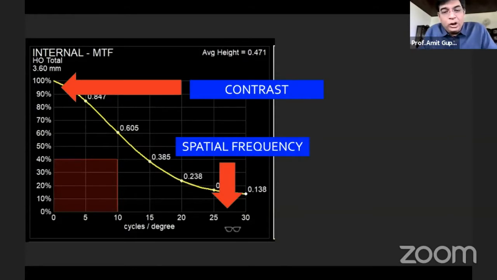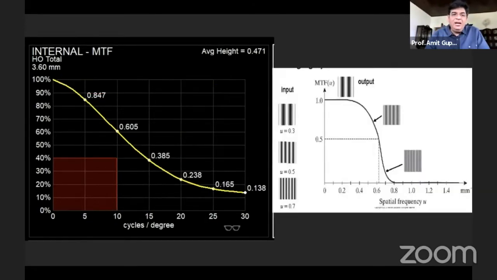So if you look at this chart closely, on the left side is the contrast, and on the lower side, on the x-axis, is the spatial frequency. And for simplicity's sake, we take the value of 40% contrast at 10 cycles per degree as the cutoff value to what would make a patient reasonably satisfied with his vision. Although it's a little complicated to understand, basically if we look at these gratings, once these gratings are getting closer together, they will start blurring.